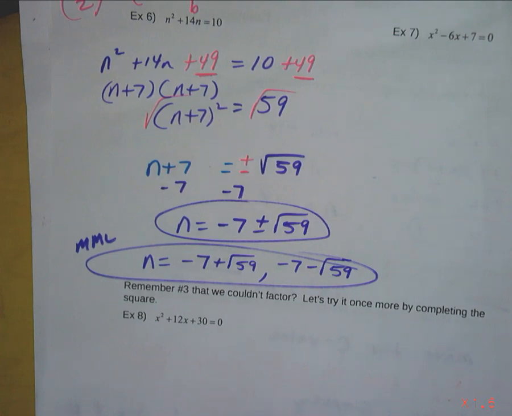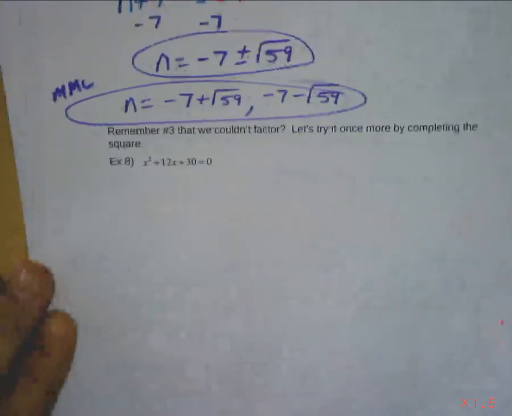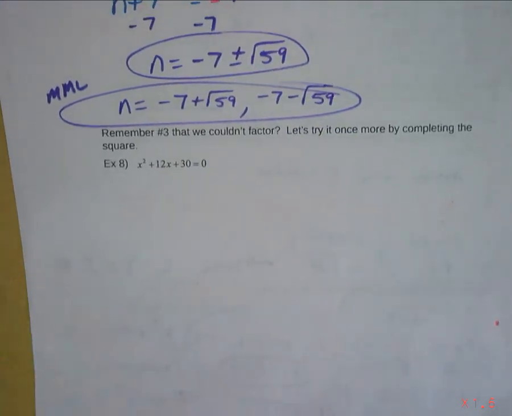Do we need to do 7? No? Yes, yes, no? Let's do one more. Let's do 8 before I lose you. I don't want to lose you, put you to sleep here. All right. Remember number 3 from the warm-up? We couldn't factor that one. Let's try this one more time using completing the square method.